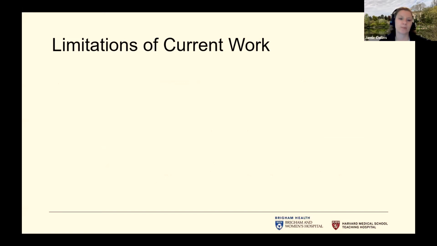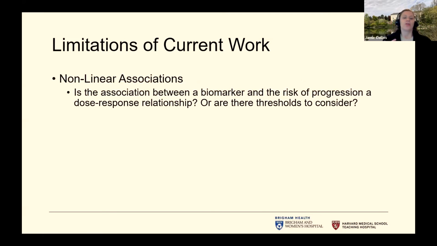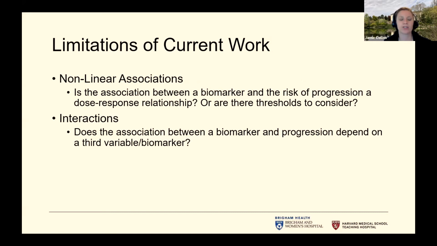So I just wanted to briefly touch on some limitations of the current work and how some investigators have attempted different approaches to look at these data. So thinking about nonlinear associations, is the association between a biomarker and the risk of progression a dose-response relationship, or are there thresholds that we should be considering? Interactions, so does the association between a biomarker and progression depend on a third variable or a third biomarker? For example, is there a marker that's important in women but not in men, or a marker that's important in obese patients but not non-obese patients? And this traditional statistical modeling framework makes it difficult to assess all possible interactions.